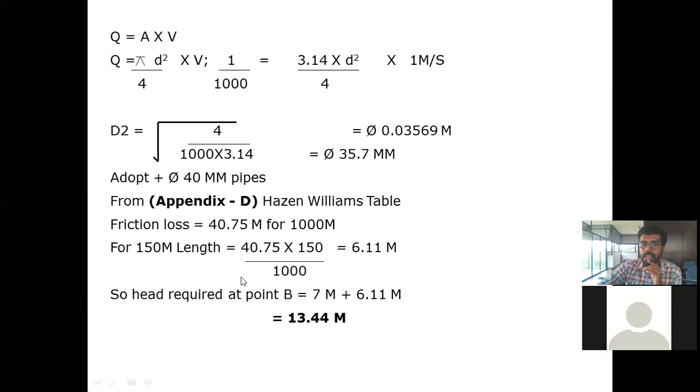How much should be the head at point B? The head at point B should be that 7 meter at point C plus this friction loss. Correct? Friction loss is 6.11. So add it, it is 13.44.